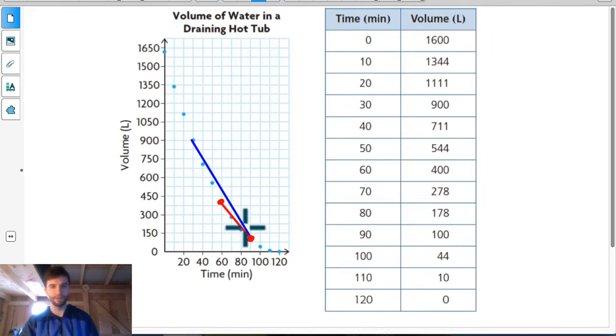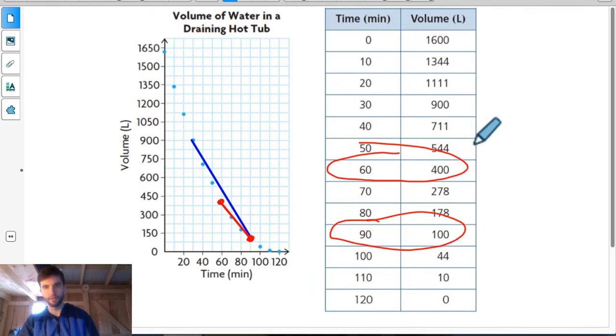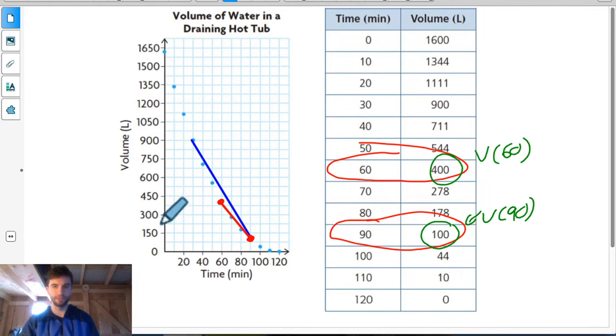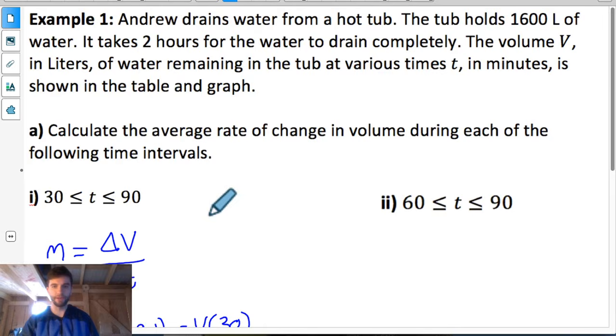So if we're trying to find the slope of that red secant line, I'm using these 2 points. I'm using at 60 minutes and at 90 minutes. And this value right here, remember in our new notation, that's the volume at 60, and this is the volume at 90. So when I do my change in volume, I'll do V at 90 minus V at 60. And when I do my change in time, I'll do 90 minus 60. So let's set that up.